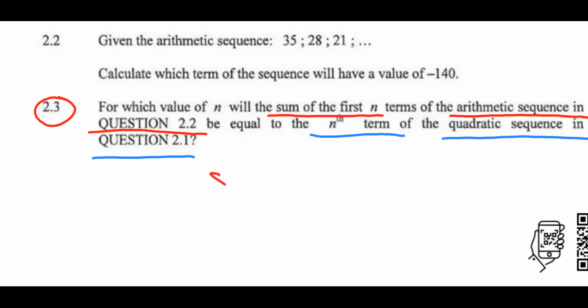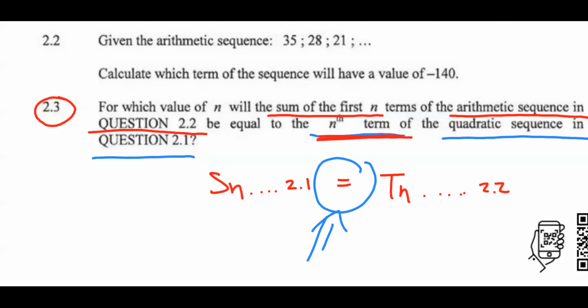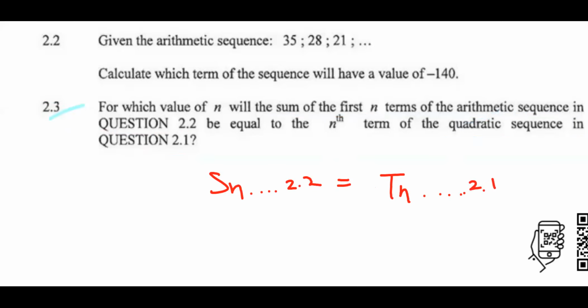So there's a sum, and then there's the term formula, the nth term. And they say, for which values of n will it be equal? Okay, so I need to make them equal to each other. Actually, it's the other way around, sorry. The sum of 2.2 and the nth term in 2.1. Okay, I was confusing you guys there. But this is the correct way now.